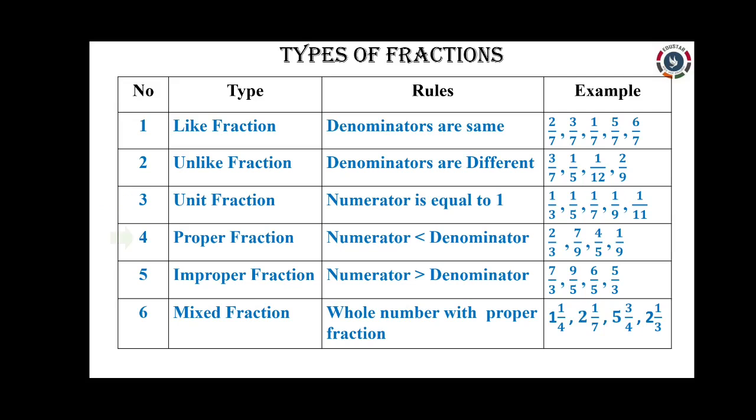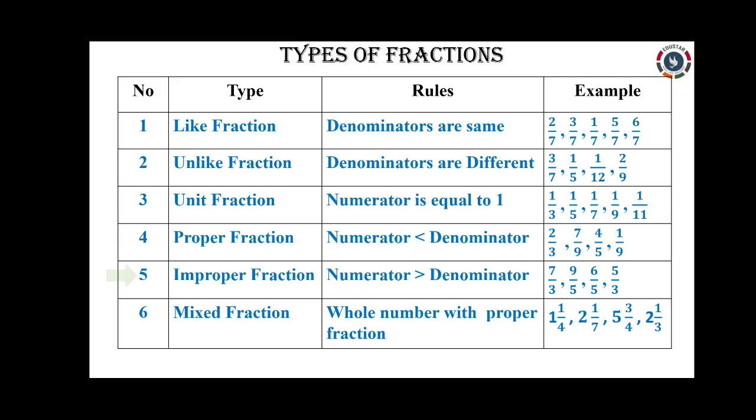Next, proper fraction. In proper fraction, the numerator is less than the denominator. Look at these examples. 2 by 3, 2 less than 3. 7 by 9, 7 less than 9. 4 by 5, 4 less than 5. 1 by 9, 1 less than 9. So these are all proper fractions.